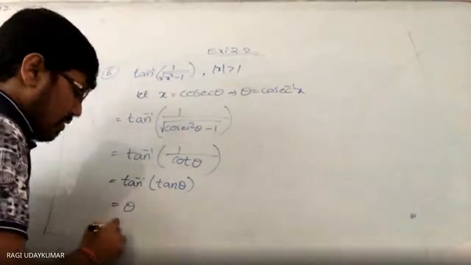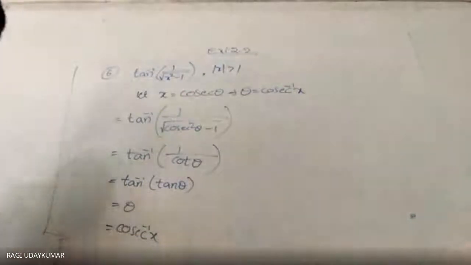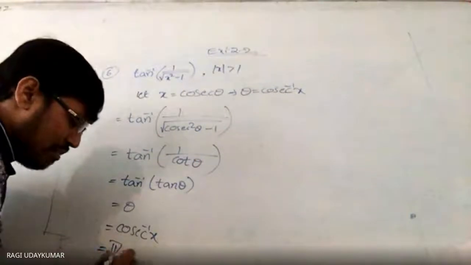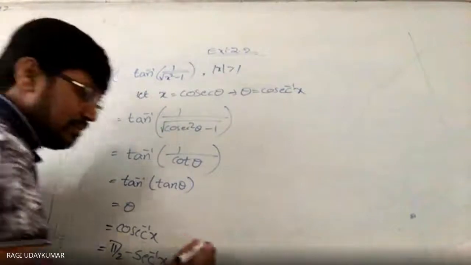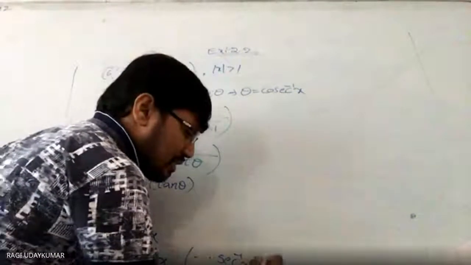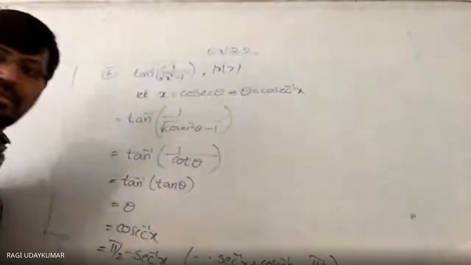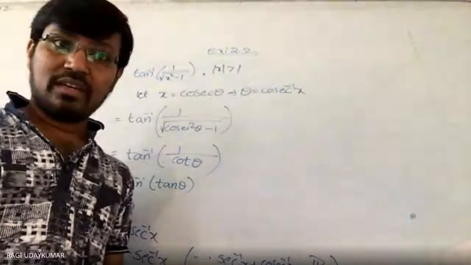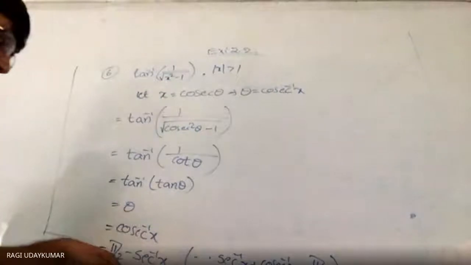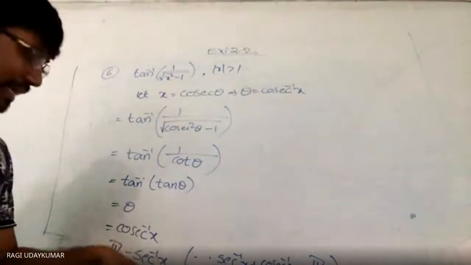So this theta is equal to cosec inverse of x. Either you can write the answer as cosec inverse of x, or you can write it in another form as pi by 2 minus secant inverse of x. The reason is that secant inverse of x plus cosec inverse of x is equal to pi by 2. This is also one identity you are having. So that's why you can say that either cosec inverse of x is the right answer, or you can write it as pi by 2 minus secant inverse of x.